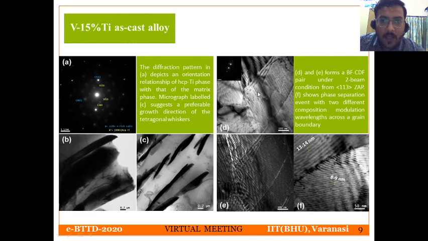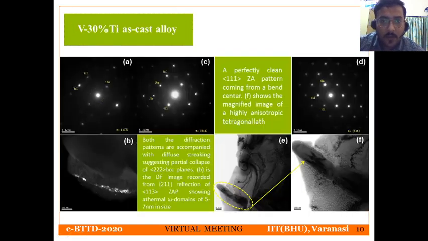Upon a two-beam setup, we could find localized regions of phase separation, and D and E form a bright field dark field pair, and we can see clearly two distinct types of chemical wavelength modulation of 13 to 14 nanometer and 8 to 9 nanometer, and that the lamellar structure results because of alternating vanadium-rich and titanium-rich domains.